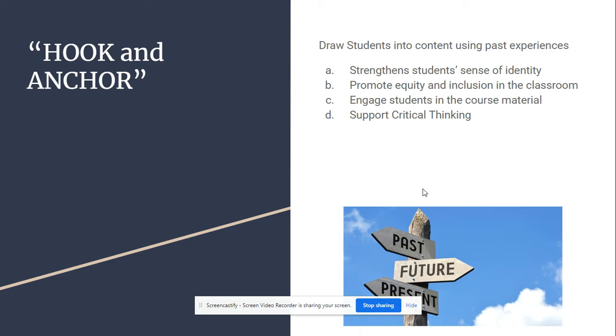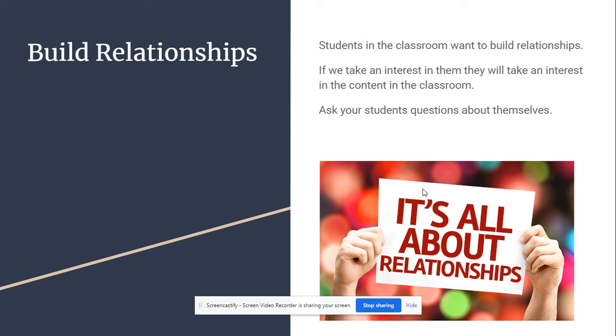At my high school, we have a lot of students who have gone on the journey that are refugees that have settled in Cincinnati. So use the strengths of students to promote a sense of identity, promote equity and inclusion in the classroom, engage students in the course material, and support critical thinking. We need to connect their past to their present so that we can guide them in the future.